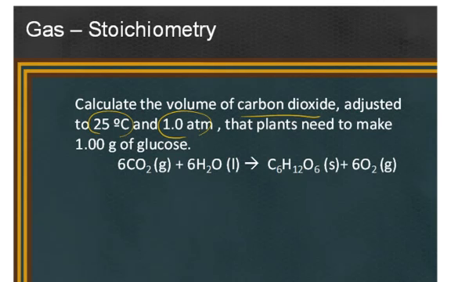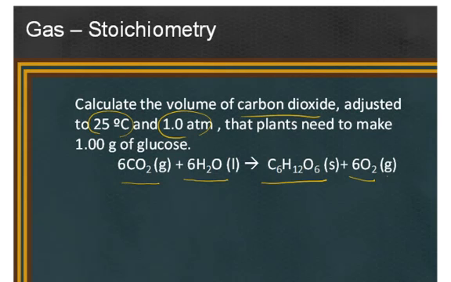Here is the balanced chemical equation. 6 moles of carbon dioxide will react with 6 moles of water to produce 1 mole of glucose and 6 moles of oxygen. This is the classic photosynthesis reaction.